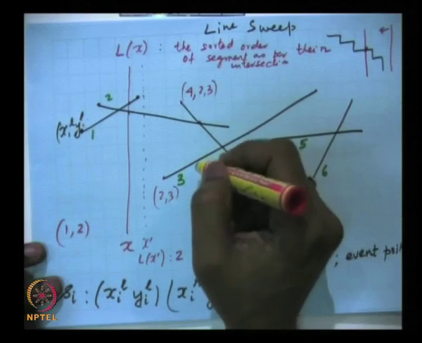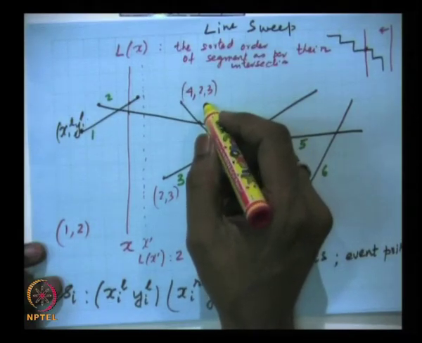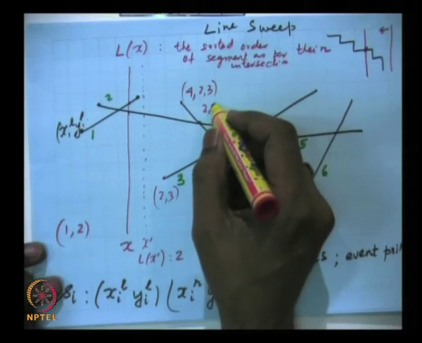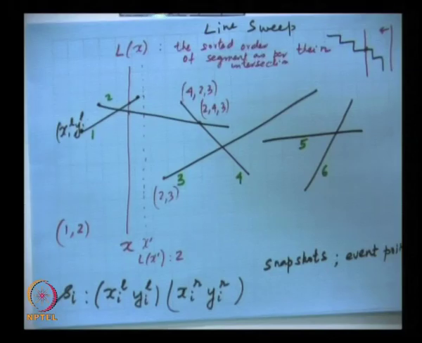3 is going to remain below everything, but the ordering of 2 and 4 will swap, right. So, then it will be 2 4 3. In fact, if I tell you that the ordering was 4 2 3 and the ordering is now 2 4 3, you can immediately tell me that there is an intersection, right. Otherwise, there cannot be a swap.